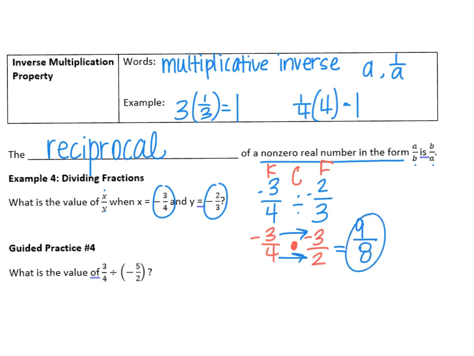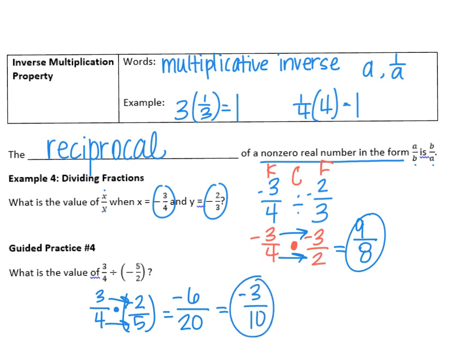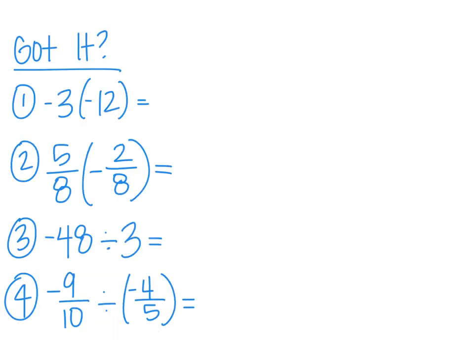Okay, now let's do one more, and we'll do this one together. So we're going to keep 3/4, change division to multiplication, and flip 5/2. We're going to put the negative in the top. So we get 3 times negative 2, which is negative 6, and we get 4 times 5, which is 20. You also always have to think about reducing fractions. So since both of those are even numbers, you can divide them by 2, so I get negative 3 over 10. And that's going to be my final answer.